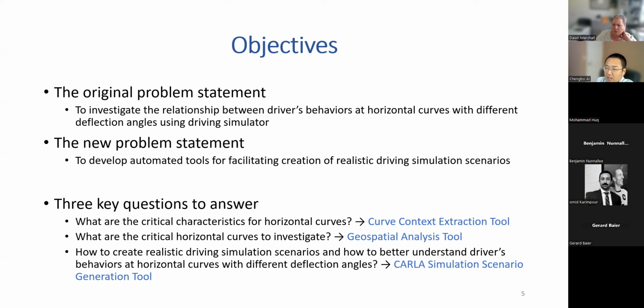The last one is, now we have the curve characteristics. We identify the key curves that we want to look into. So how can we create realistic driving simulation scenarios, and how to better understand the driver's behavior along the curves, and especially the one we want to look into, right? The deflection angle along the horizontal curve. And then we use CARLA as a simulation scenario generation tool, which has advanced really fast in the past few years. But we use the simpler side of the CARLA simulation, and I'll explain a little more about what exactly we did.